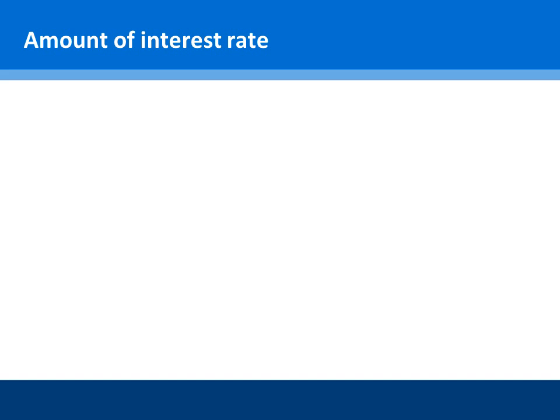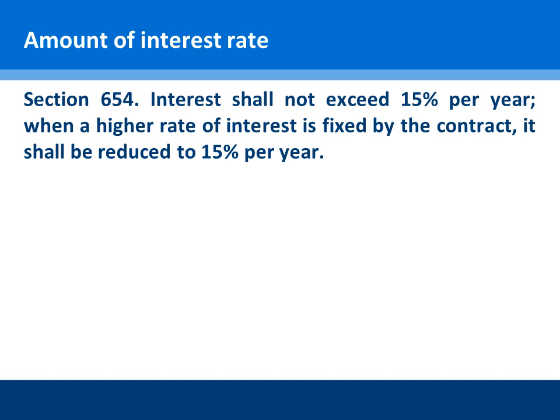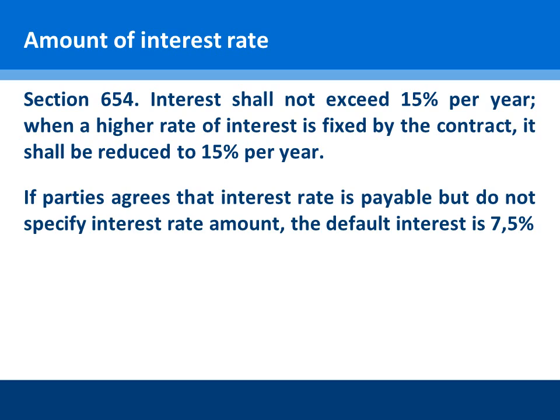How much is the amount of the interest rate? According to Section 654, parties may decide the amount of the interest rate, but this interest rate cannot exceed 15% every year. If there is higher interest rate, then the contract is still valid, but it will be automatically reduced to 15%. There is an exception for financial institutions and other specific law. They may charge higher than 15% per year interest rate.